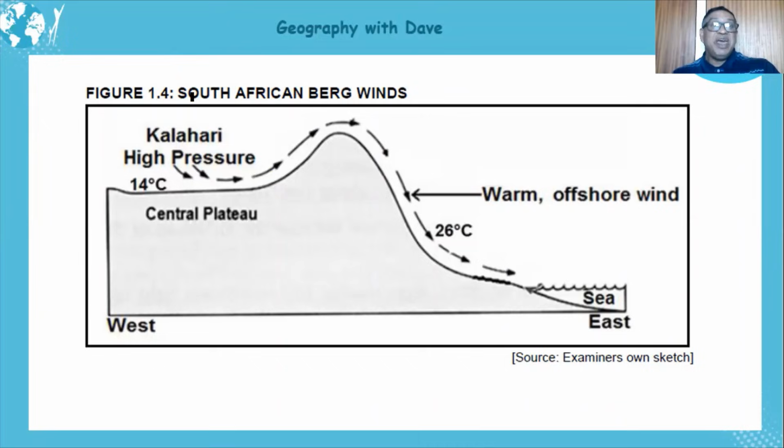Now here, South African Berg winds. Already what's going through your mind? Air moving down and heating up adiabatically. What do we see on the diagram? A Kalahari high pressure system is well developed.